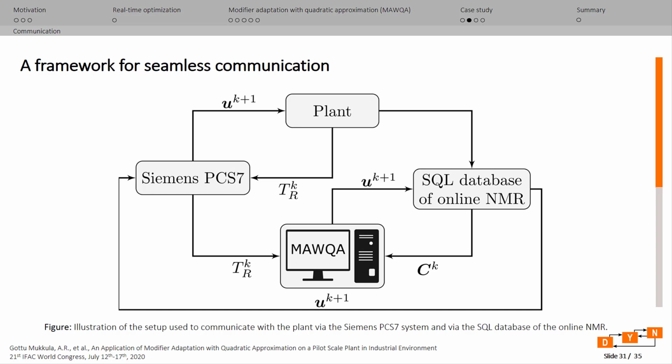The input calculated by the real-time optimization scheme is written onto the SQL database of the online NMR, which writes it onto the OPC DA server of the PCS7 control system. This Siemens PCS7 control system finally applies the input to the plant.